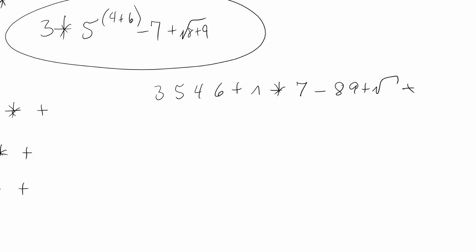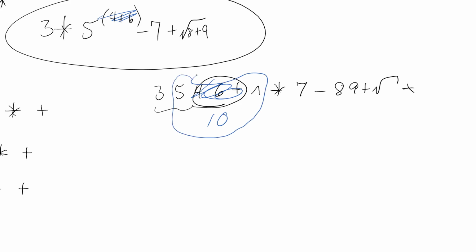Which is basically telling it, as you're going along, you're going to do the 4 plus 6 first, right? So you do the 4 plus 6 first to get the 10. And then the next thing you're going to do is the 5 to the 10. I'm not going to actually calculate this because it's too much work. And then the next thing you see is the times, so now you're going to go 3 times that. Then the next thing you see is the minus, so you're going to go that minus 7.